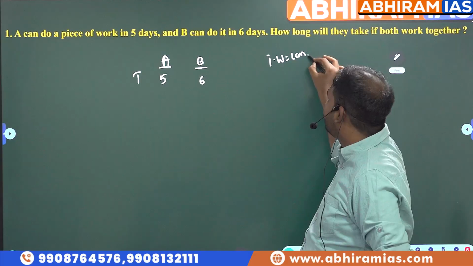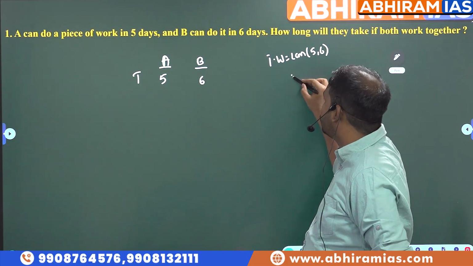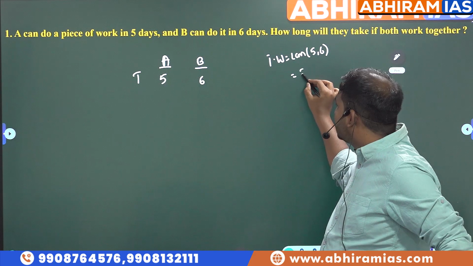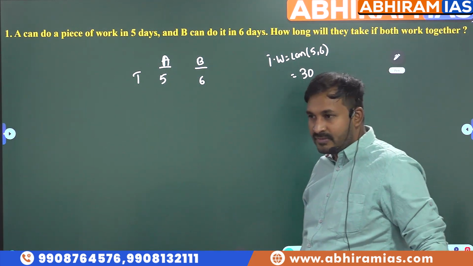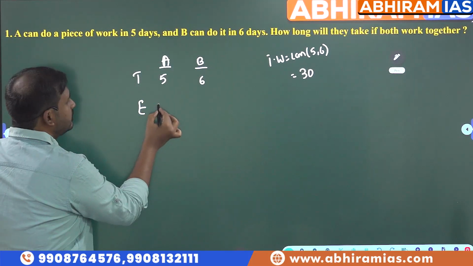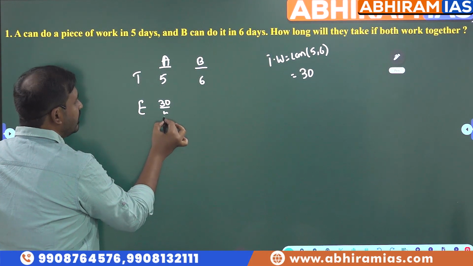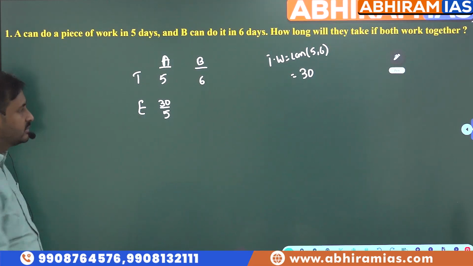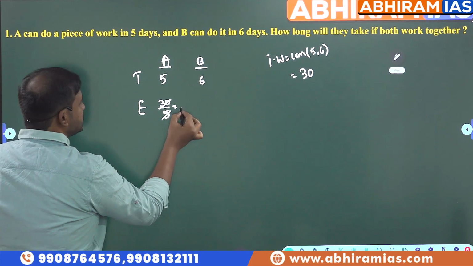Okay. Now total work means what? LCM of 5 comma 6. Anyway, 5 and 6 are co-primes, so their LCM will become their product. So total work is 5 times 6, which is 30. Total work here is 30. Now what is the efficiency of A? 30 by 5. Why? Because total work by time taken. So efficiency of A becomes 6.